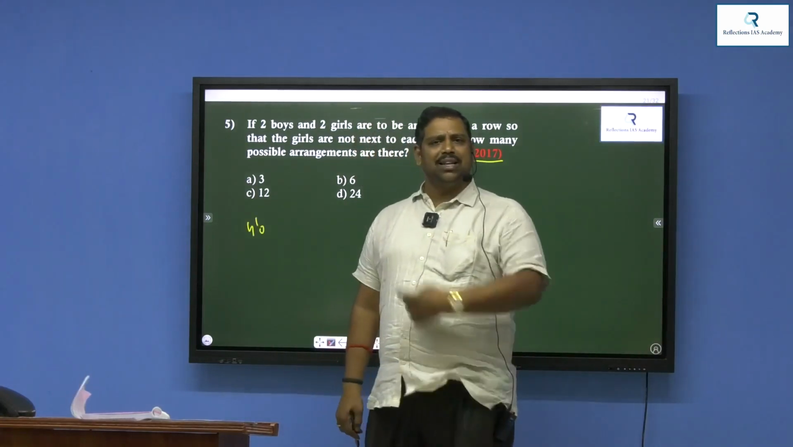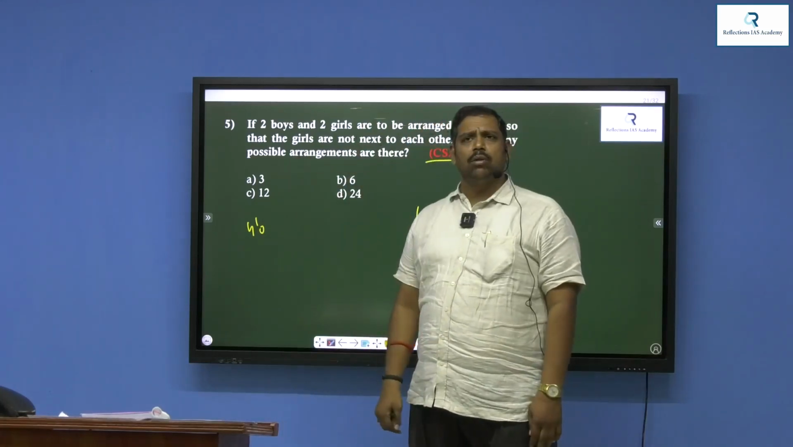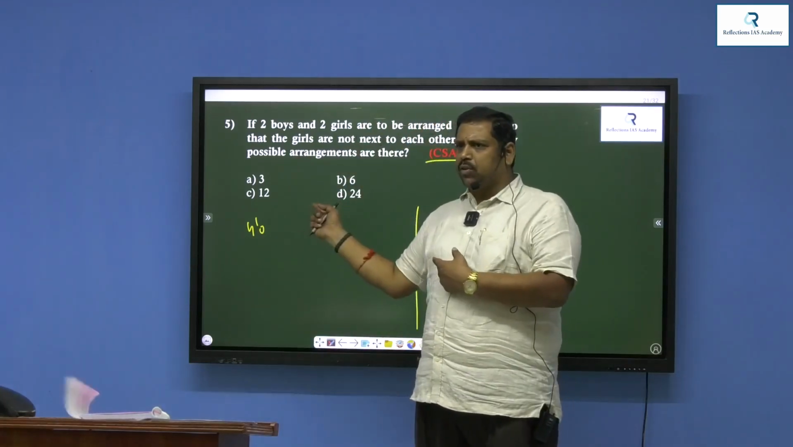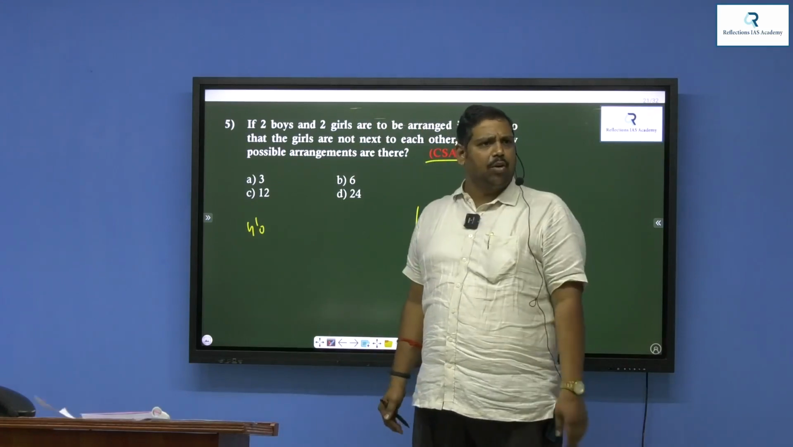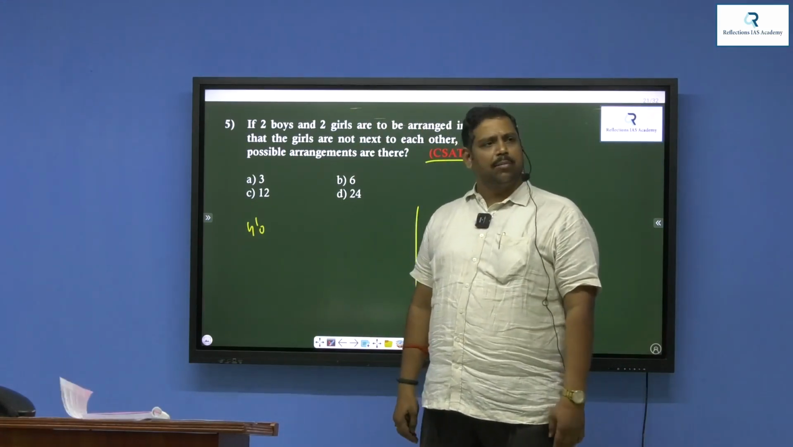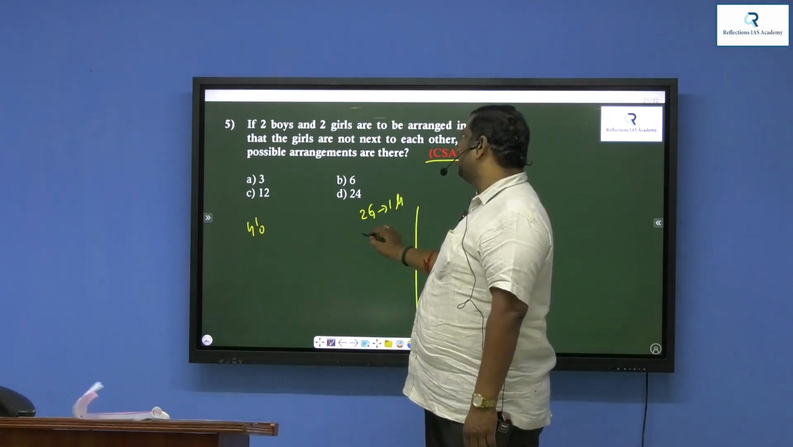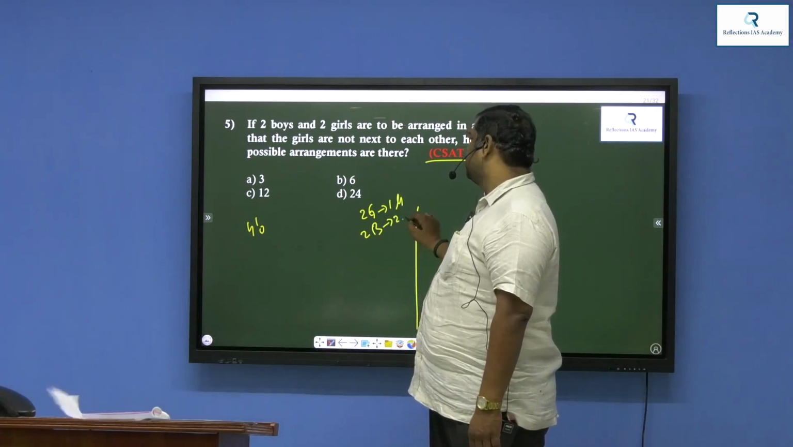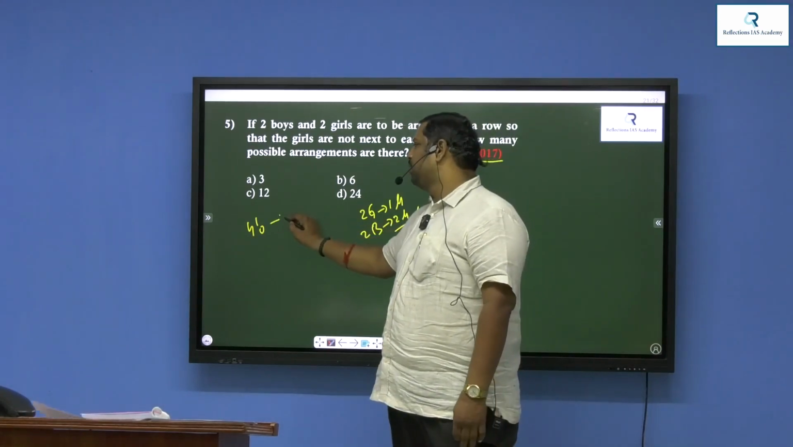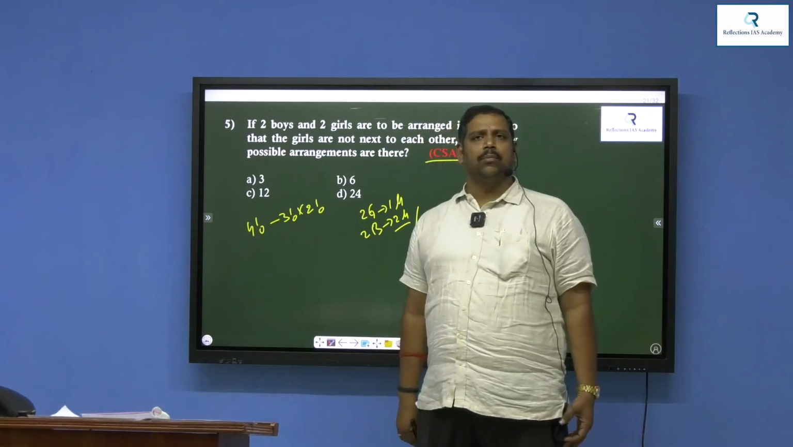4 factorial. But in this one there is a problem. He said that no 2 girls are adjacent, yes or no? So in this 4 factorial, some 2 girls may be adjacent to each other, right or wrong? Those cases I will remove. 2 girls together means 1 unit. The remaining 2 boys are 2 units. Total is 3 units. So I am removing 3 factorial into girls arranged among themselves 2 factorial.